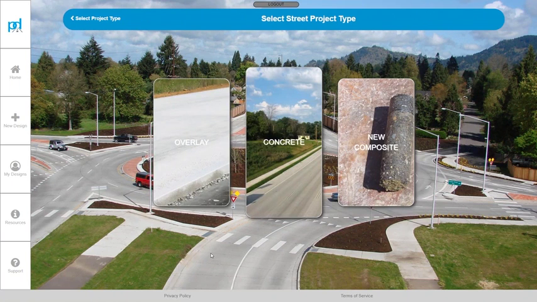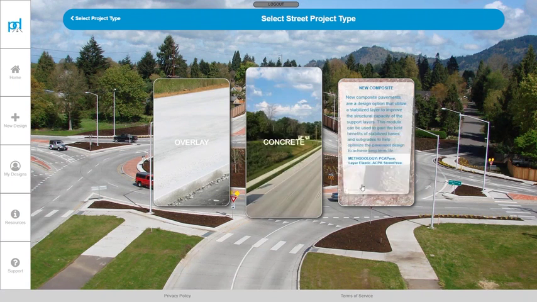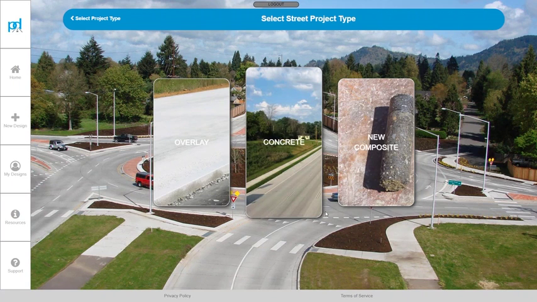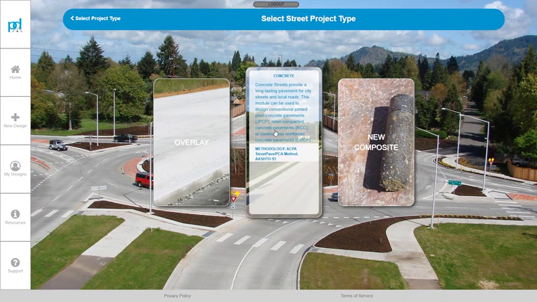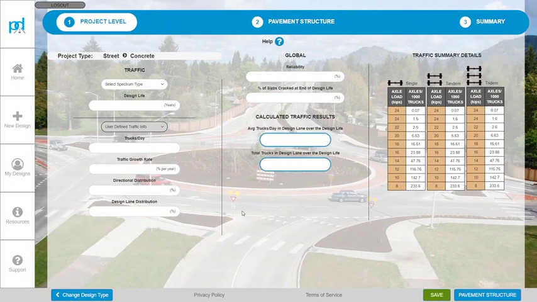Once we select our project type and we know that we're doing a street and local road, now we have to decide, are we doing an overlay? Are we doing a full depth concrete section or a new composite? Since we're doing a jointed plain concrete pavement, we're doing a full depth concrete section. You can see here JPCP is one of our options. So let's go in here. Now you'll notice that this looks fairly similar to what we saw within the parking lot design process. We have our project level details, our pavement structure details, and our summary details.